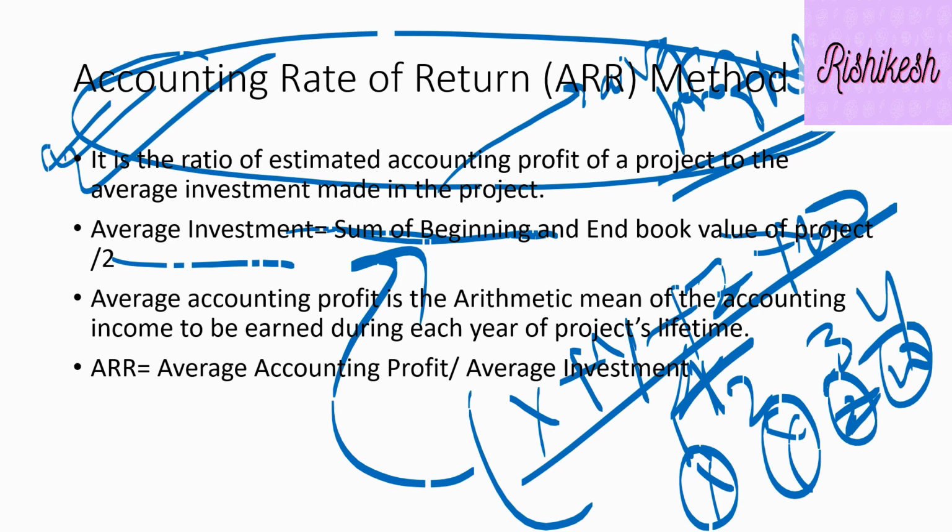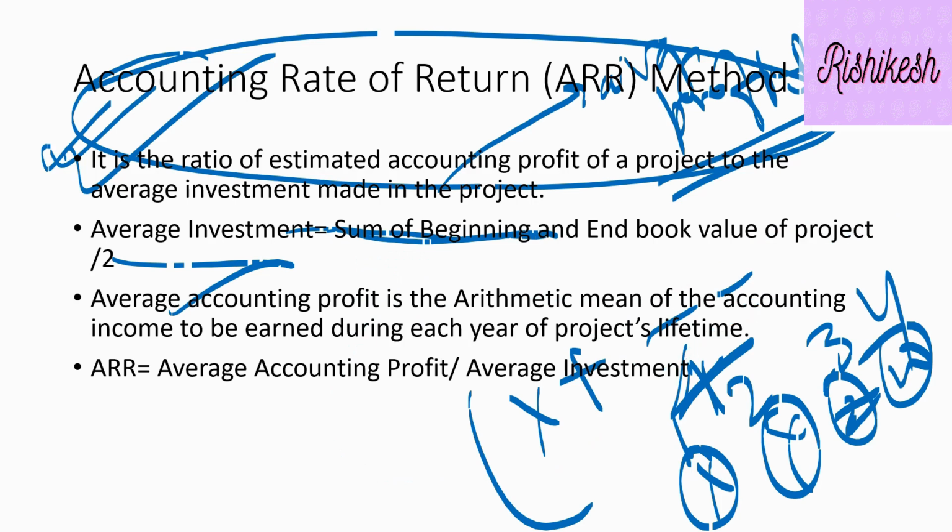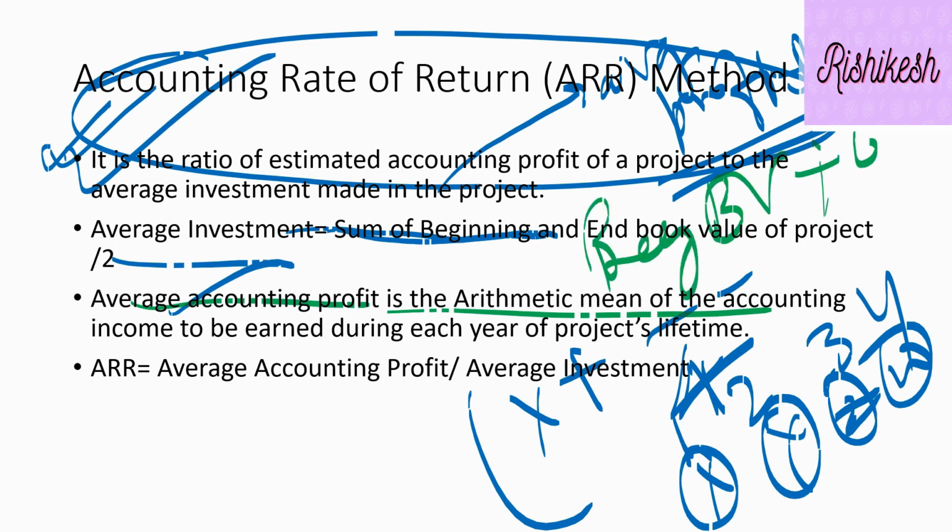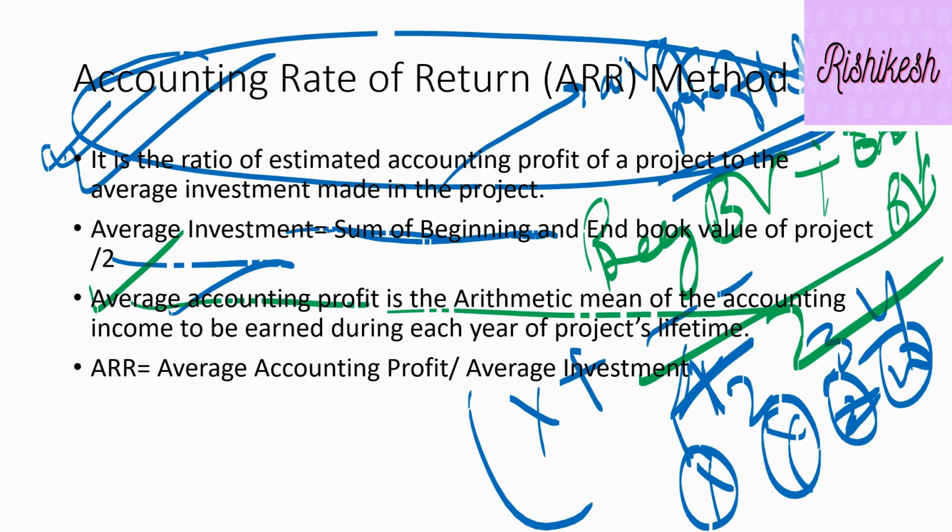And what is average investment? Average investment is the sum of the beginning and the end book value of the project divided by 2. That is, beginning book value plus end book value divided by 2 will be called the average investment. An average accounting profit, as I told, is the arithmetic mean of the accounting income to be earned during each year of the project's lifetime. That is the average part.